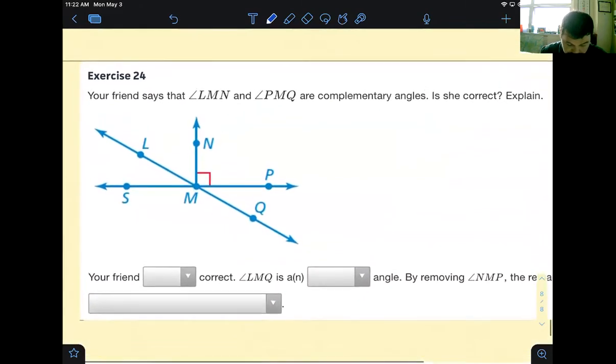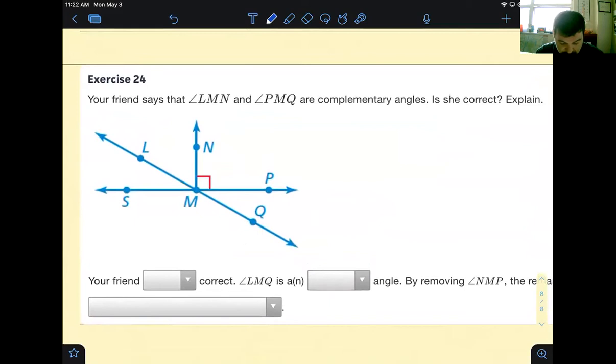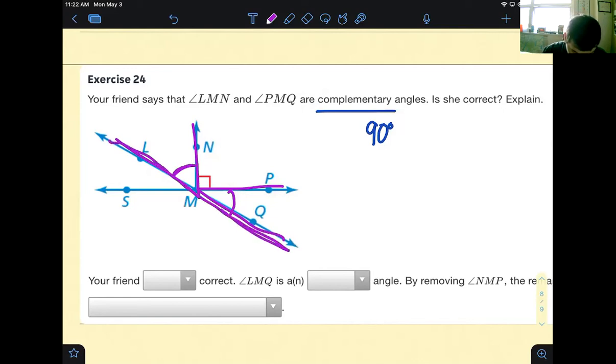Number 24, your friend says that angle LMN and angle PMQ are complementary, which means they add to 90 degrees. Is she correct? Well, when she says angle LMN, she's referring to this one, LMN. And when she says angle PMQ, she's referring to this angle here. So how in the world am I going to tell if she's right? Well, angle LMQ here forms a straight angle. Do you remember what a straight angle measures?